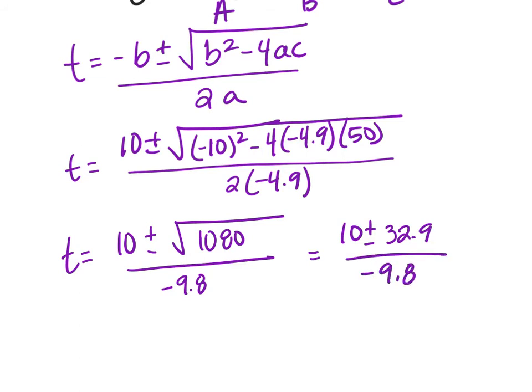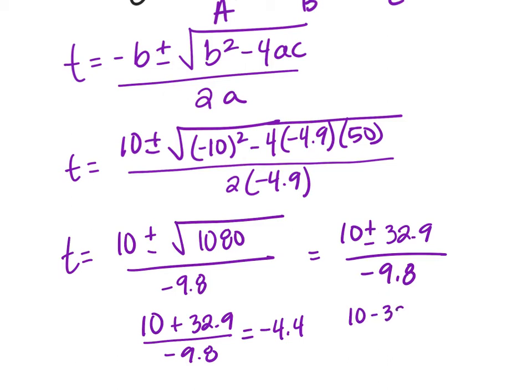And I'd recommend doing this and then doing that plus minus option. So you have two options here, to either add or subtract. So 10 plus 32.9 divided by negative 9.8 is going to get you a negative 4.4. And then if we do the subtraction option of 10 minus 32.9 over negative 9.8, that is going to get you a positive 2.3. All right, and this is time, so it's in seconds.